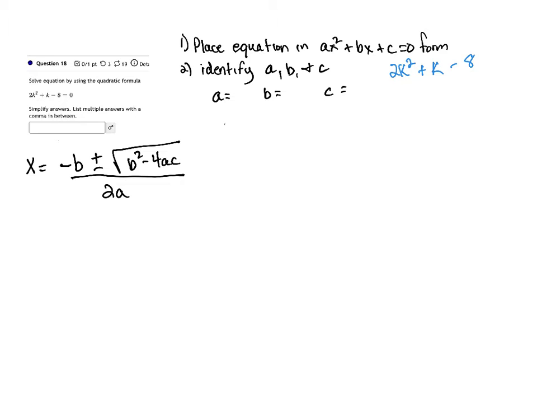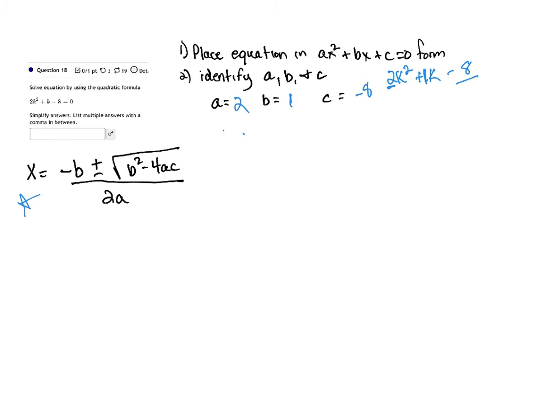Then we want to identify the a, b, and c. Remember, this is the a, so that's 2. The b coefficient is understood to be a 1, so that's a positive 1. And the c is the constant term, that's negative 8. So that's what we're going to plug into this formula over here.